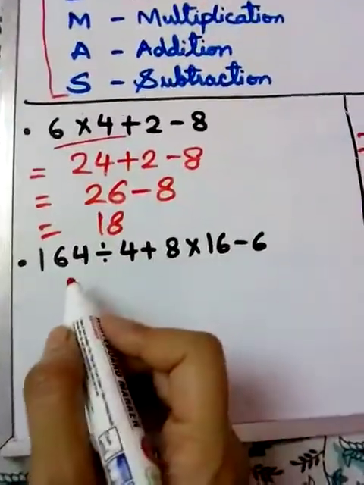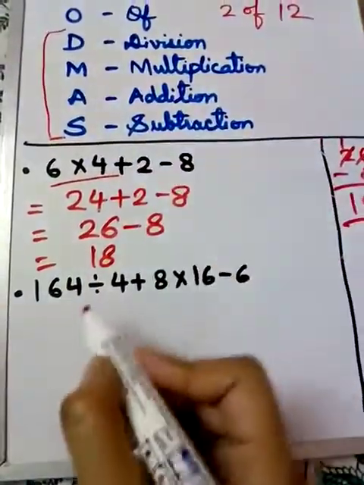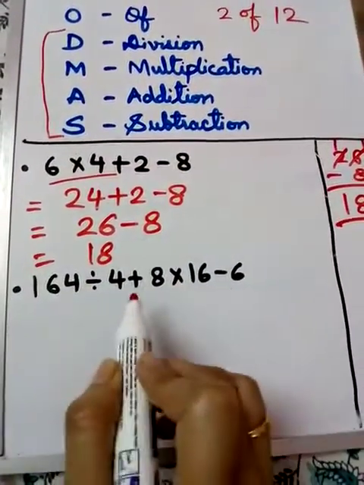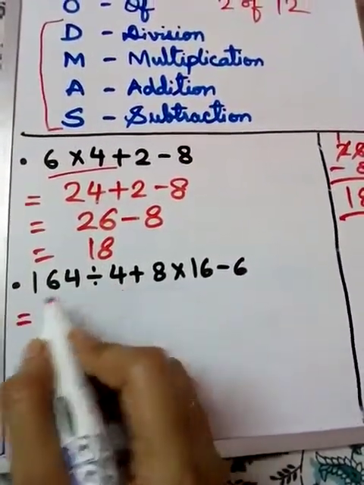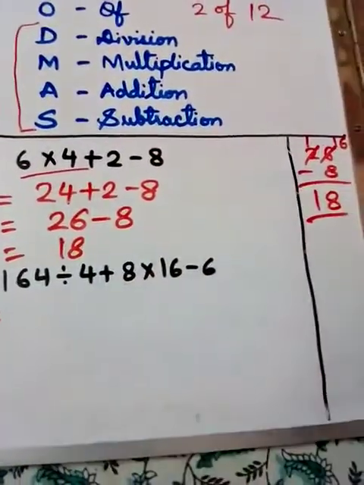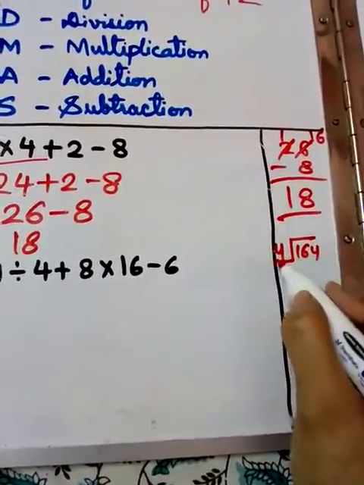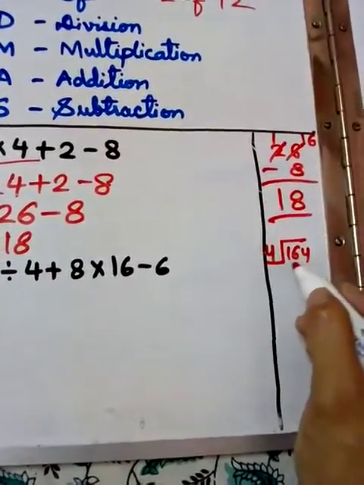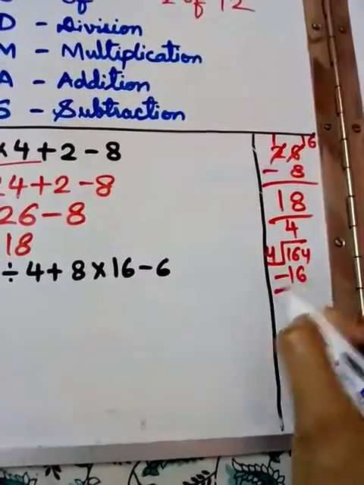Let us have another question where we have division also. We will follow DMAS, where we will do division, then multiplication, then addition, then subtraction. How? Let us check. First divide 164 and 4. 4 outside, 164 inside. In the table of 4, does 1 come? No, it is very small. So take the 2-digit number 16. As you know, 4 4s are 16.